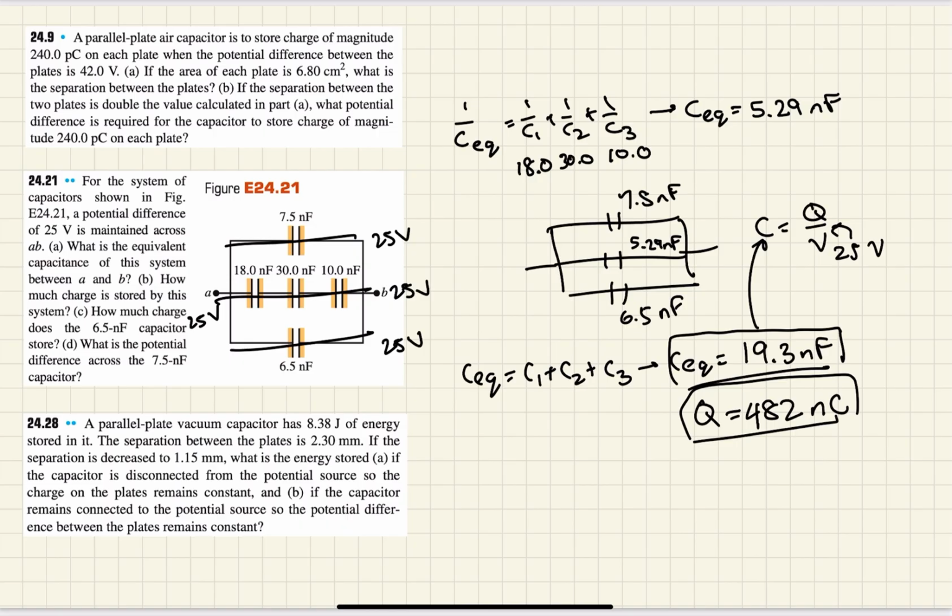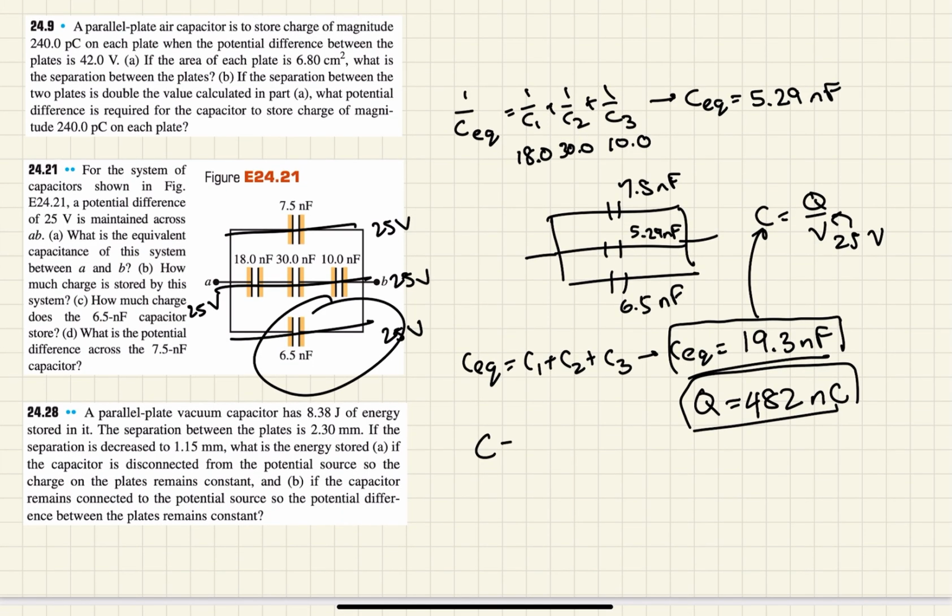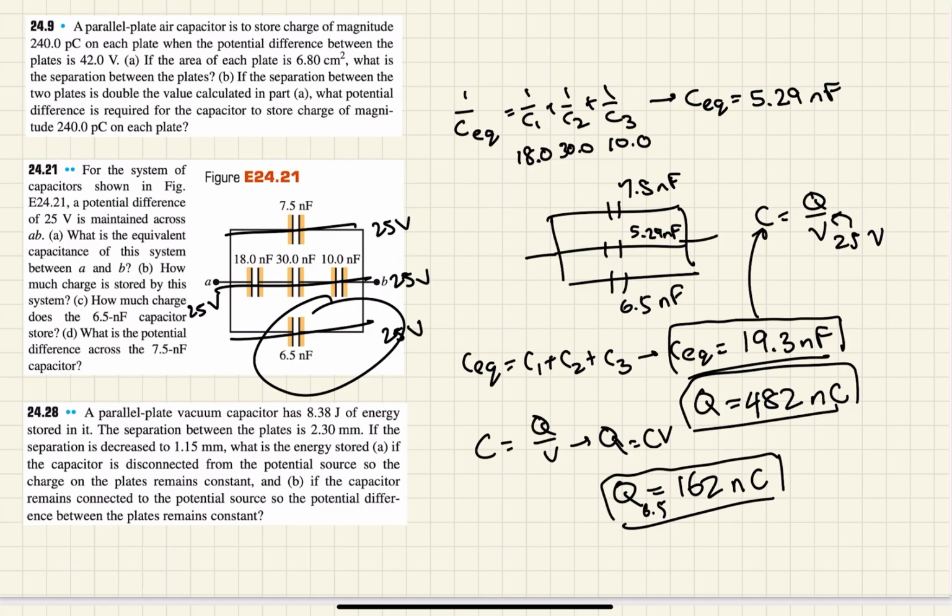And so in this branch, it's 25 volts. And we know the capacitance, so we can find the charge from that. C equals Q over V, so Q equals CV. So you just do 6.5 times 25 to get the charge, and that's equal to 162, again, nanocoulombs. So it's a little bit tricky there, but you want to kind of backtrack. Instead of just calculating the equivalent capacitance, sometimes you want to bring it back to the individual components.